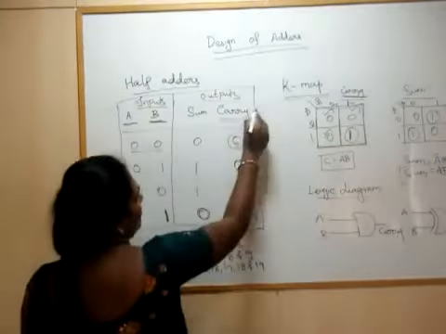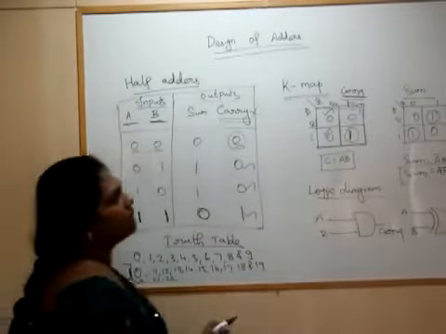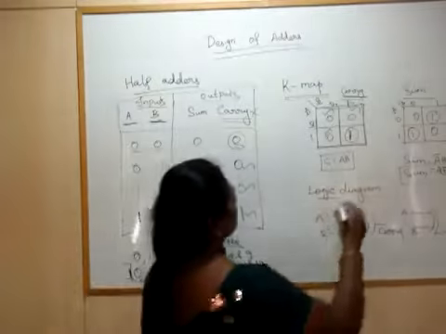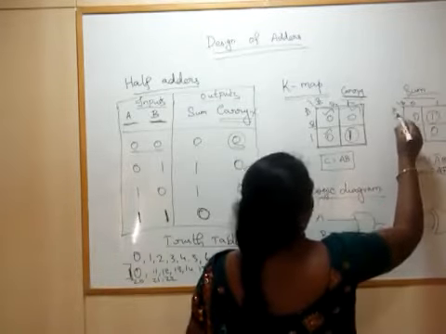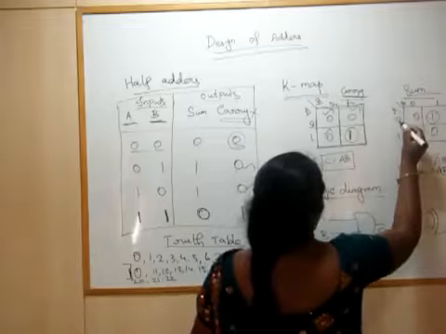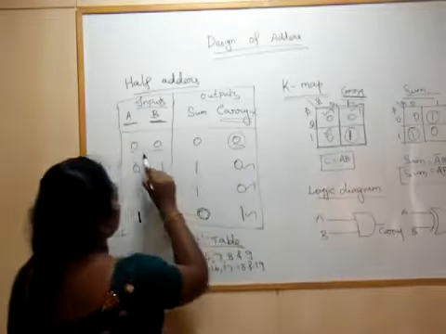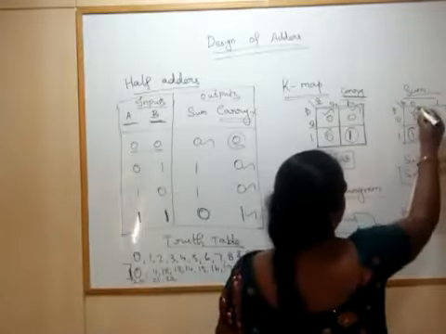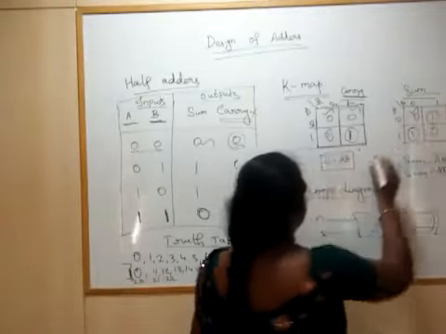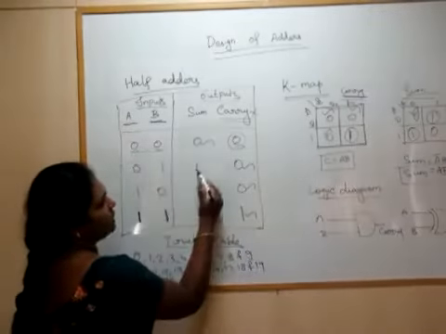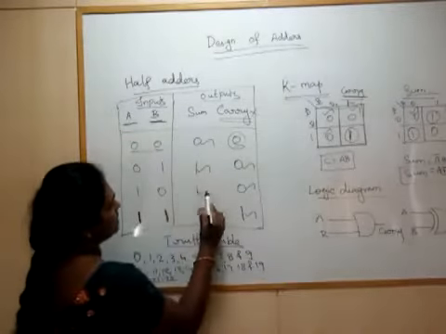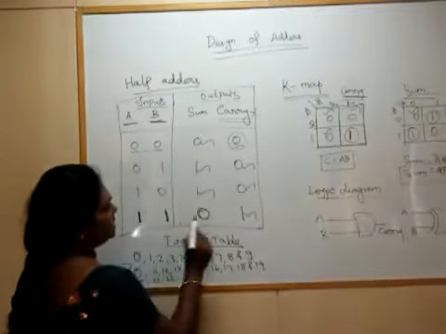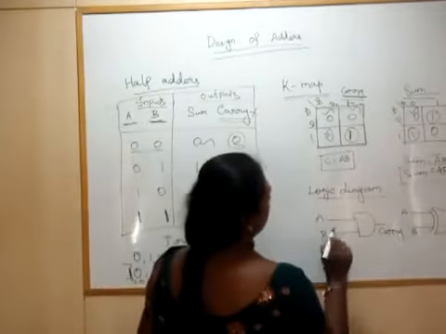So now carry is over. Then we should make the K-map table for sum also, with the same technique, A and B. When A is 0 and B is 0, sum is 0. When A and B are 0, 1, sum is 1. When A and B are 1, 0, sum is 1, so you enter 1 and 1 here. And finally, when A and B are 1, 1, sum is 0, you enter 0 here.